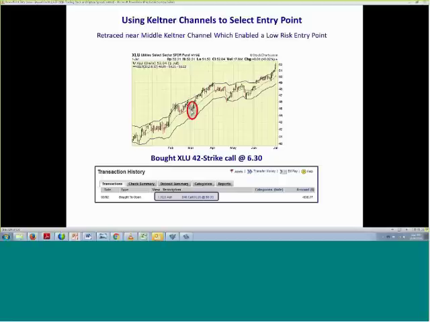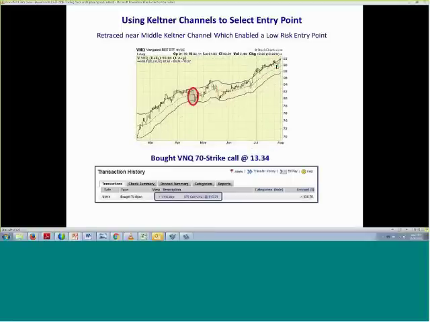And we waited till the stock retraced towards the lower channel here, and then we bought the 42 strike call right here at 6:30. So XLU, strong price uptrend, waited till it retraced, entered by buying the 42 strike call, and then you can see that allowed a low risk entry as the stock went on to rally.